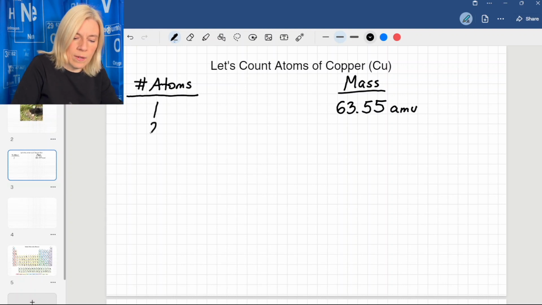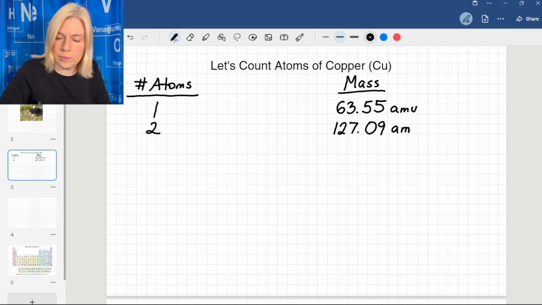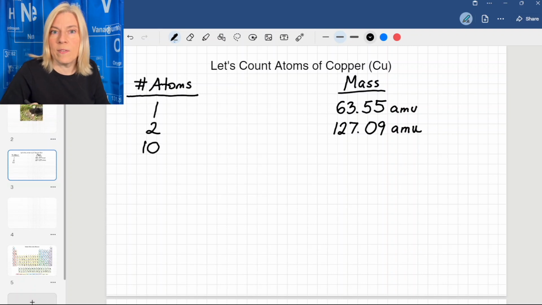Okay, what about 2 atoms of copper? Well, 2 atoms of copper will be 127.09 AMU. Okay, let's keep going. Let's do 10 atoms of copper. Well, how are we going to get 10? Oh, well, we're going to take 63.55 multiplied by 10. So we're going to get 635.5 AMU.